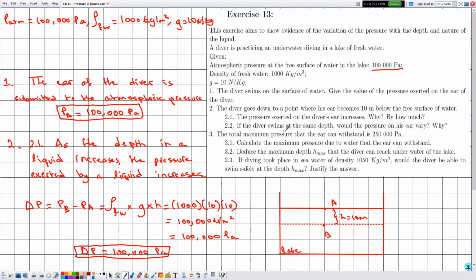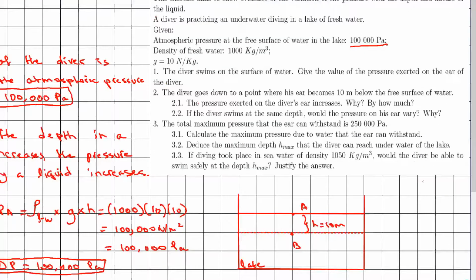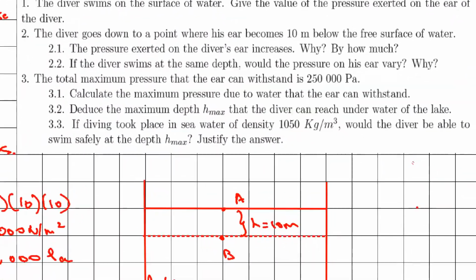Now 2.2, if the diver swims at the same depth, would the pressure on his ear vary? Why? So now the diver is swimming at the same depth, so at the same horizontal level. They are asking us, would the pressure on his ear vary? So we are interested in the same pressure.